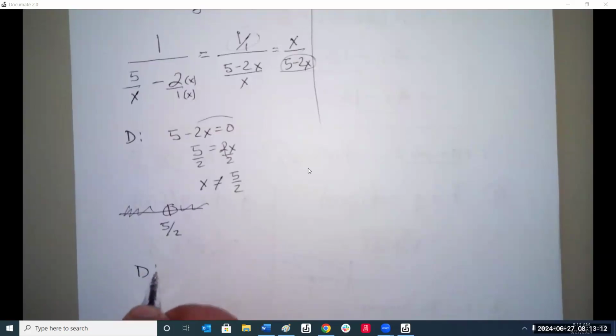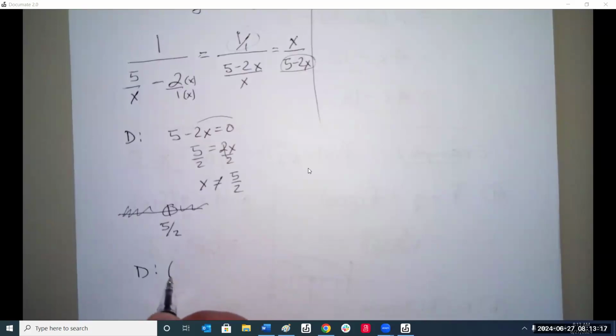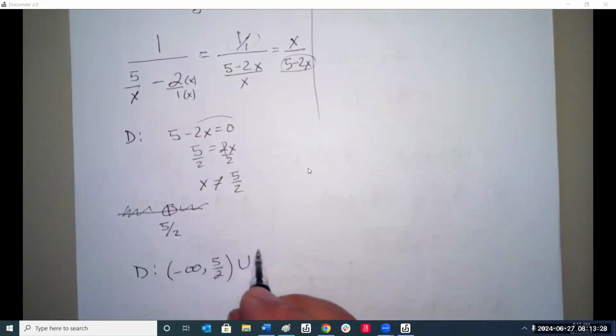So our domain goes from negative infinity to 5/2, and I can't use it, unioned with 5/2 to infinity.